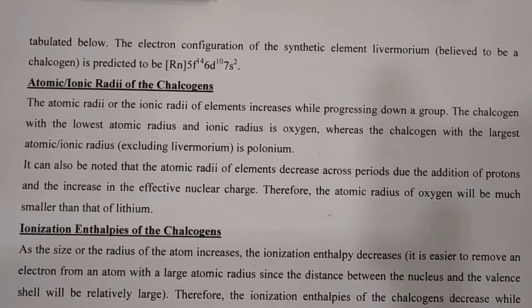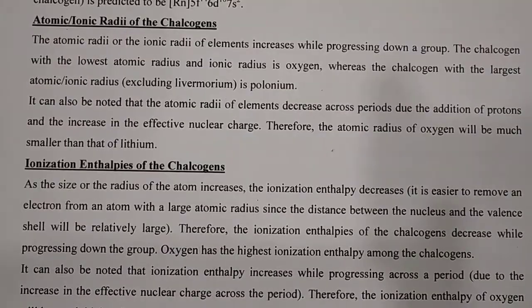Chalcogens के नीचे अगर आप चले जाओगे तो last is the synthetic element, that is livermorium, predicted as radon core 5f14 6d10 7s2. So let's start with atomic and ionic radii of the chalcogens family.